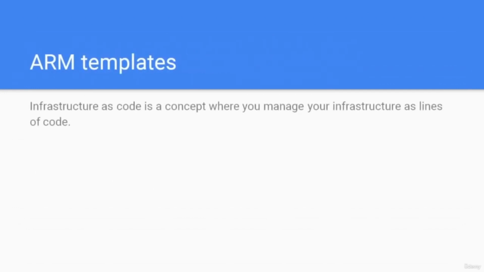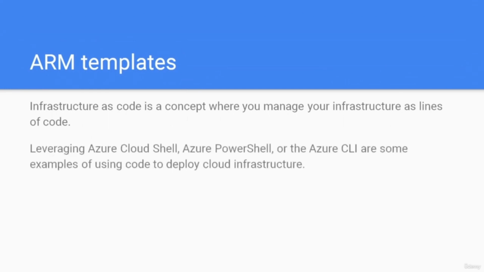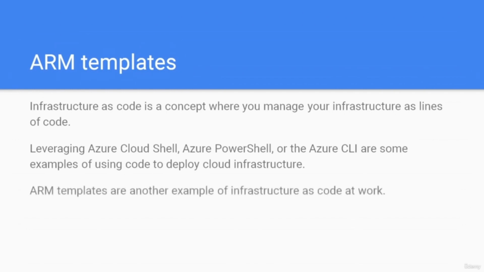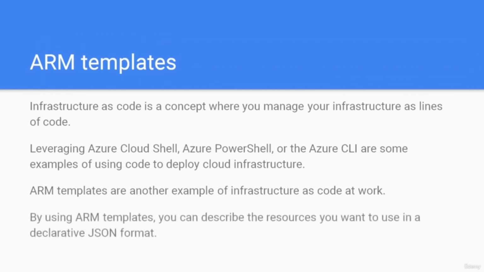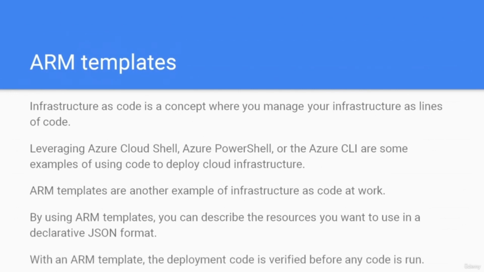ARM templates. Infrastructure as code is a concept where you manage your infrastructure as lines of code. Leveraging Azure Cloud Shell, Azure PowerShell, or the Azure CLI are some examples of using code to deploy infrastructure. ARM templates are another example of infrastructure as code at work. By using ARM templates, you can describe the resources you want to use in a declarative JSON format. With an ARM template, the deployment code is verified before any code is run.